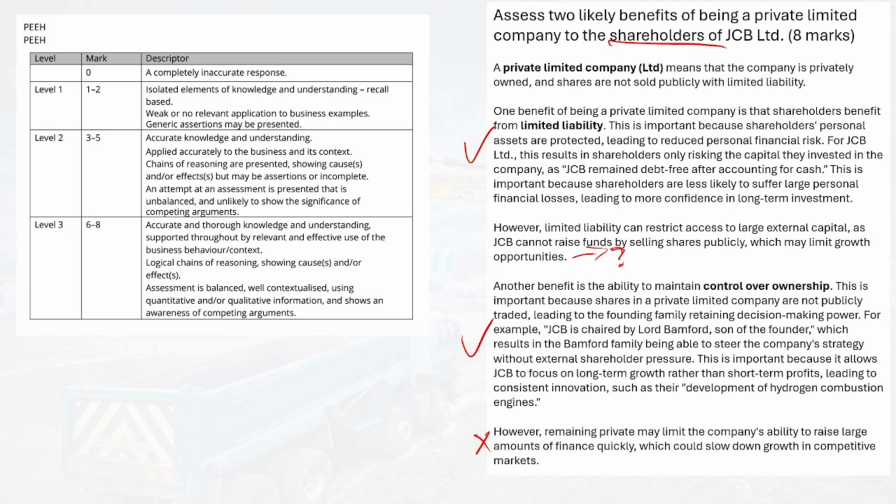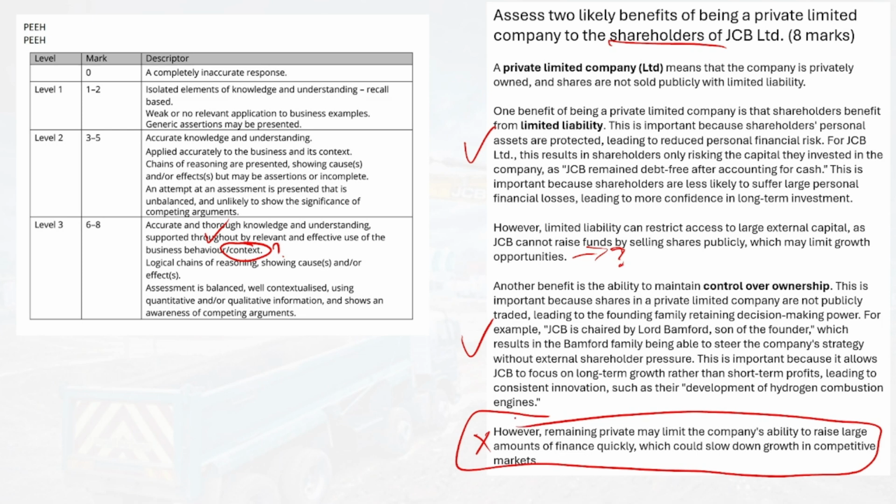Now, is it accurate and thorough knowledge and understanding supported throughout? Well, I think so. Yeah, I think it's okay. The knowledge is there. Relevant and effective use of business behaviour in context. Now, that I've got a question mark over because my howevers are not contextualised. And actually, this one here, I'm not sure that it links. Well, it doesn't link to the shareholders. Now, I'm going to put a cross through that because it's not context throughout, but it is supported throughout by business behaviour, sort of. It's all right, it's not great.